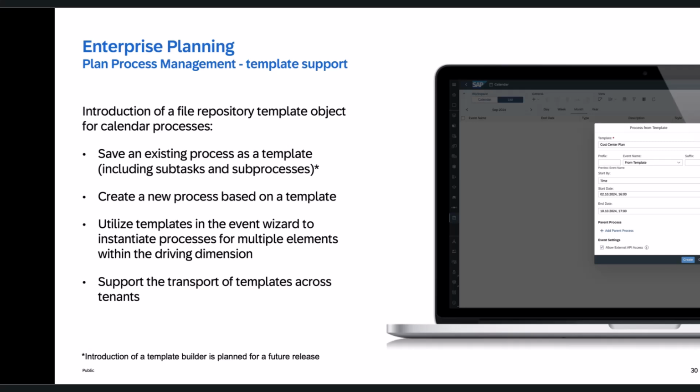And then additionally, because it's a file repo object, you have the ability to use the ACN to transport the template across tenants. So this should make the deployment of new process instances more straightforward, should improve flexibility for you to model more complex scenarios and deploy those across multiple branches. And of course, it'll be easier for you to do this in different tenants. So let's jump over and see this in action.